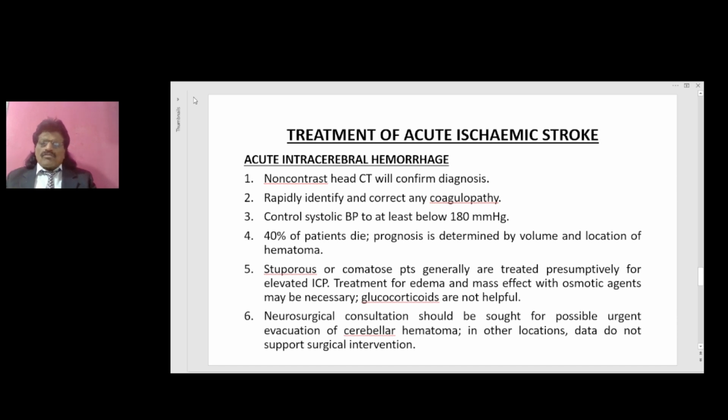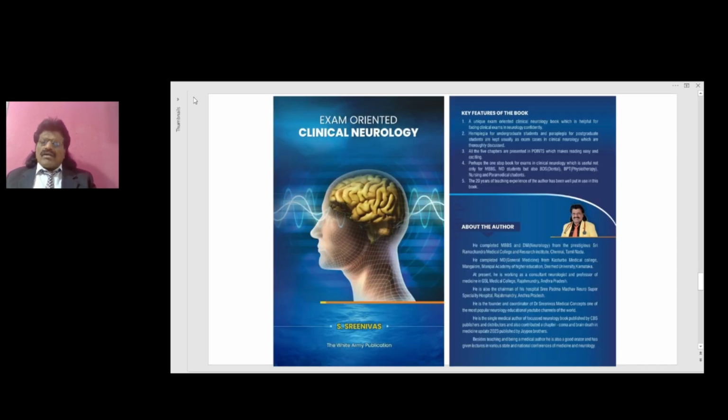Stuporous or comatose patients generally are treated presumptively for elevated intracranial pressure. Treatment for edema and mass effect with osmotic agents may be necessary. Glucocorticoids are not helpful. Neurosurgical consultation should be sought for possible urgent evacuation of cerebellar hematoma. In other locations, data do not support surgical intervention. So these are the wonderful concepts of the treatment of stroke.